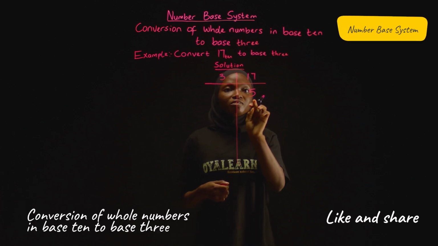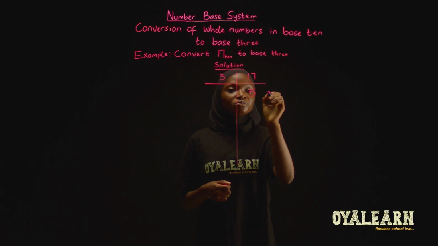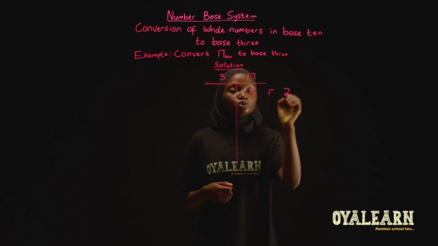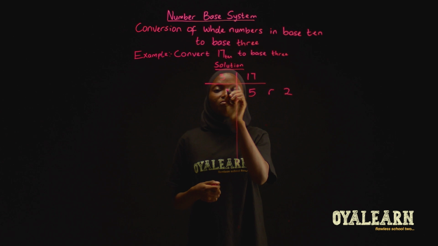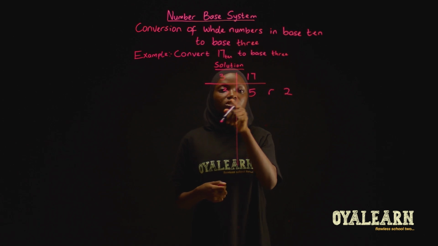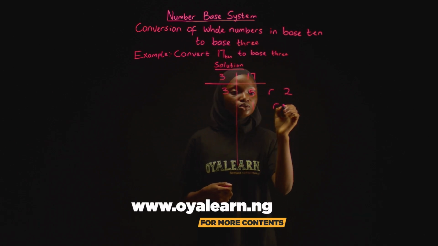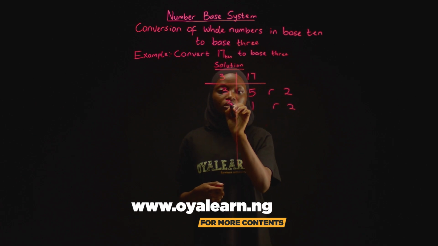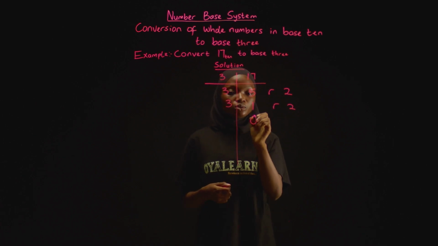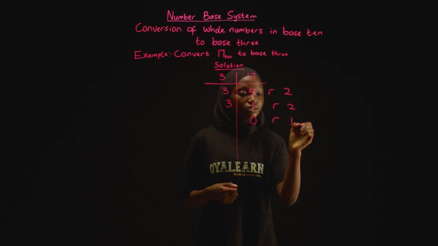3 times 5, you have 15. When you take away 15 from this, what remainder do you have? You have a remainder of 2. Keep dividing by 3. We have 3 goes in 5, we have 1, remainder 2. 3 goes in 1, that's 0, remainder 1.